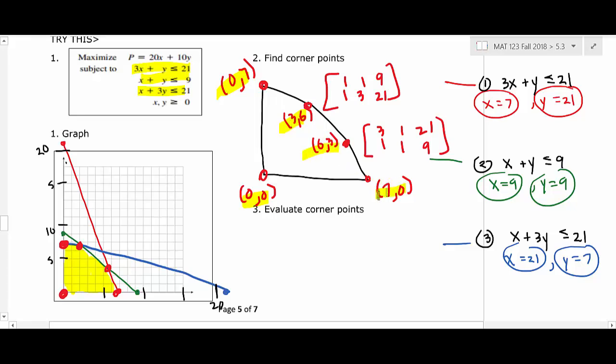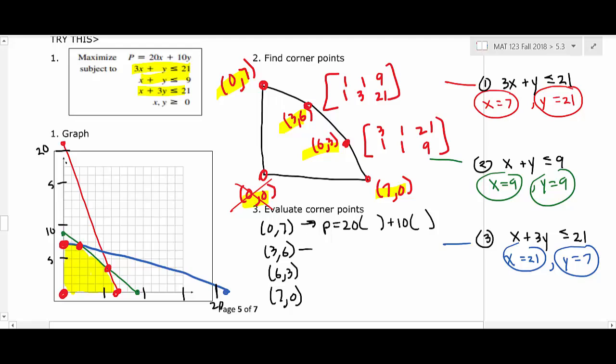So what makes this different is now you have 5 corner points. Since you're maximizing, you can just forget about the 0, 0. That's going to be the minimum. So what you want to do is evaluate at 0, 7, 3, 6, 6, 3, and 7, 0. You can't do this stuff in your head. You have to work out the details. The objective function is P equals 20x plus 10y. So you're just going to plug into each one of these, and whichever is the biggest is the maximum.